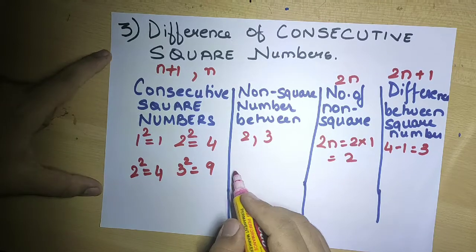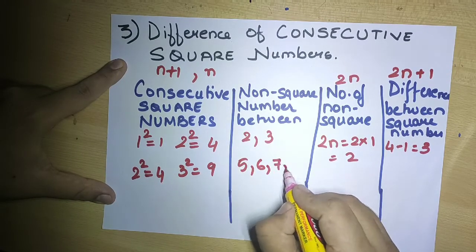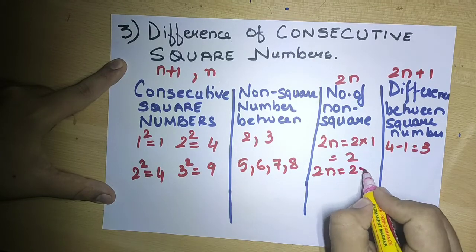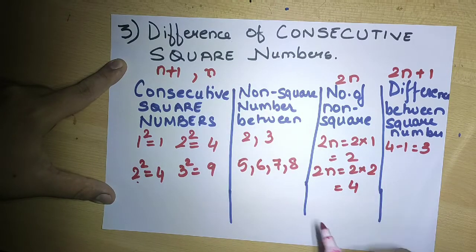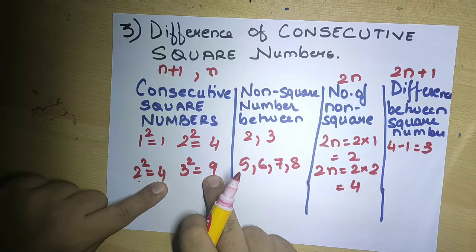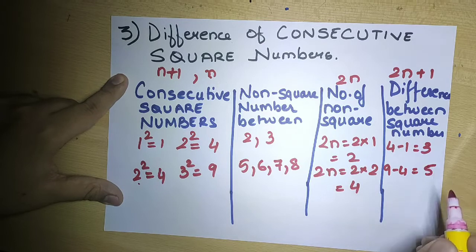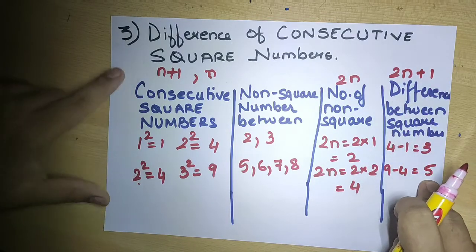So which are the numbers in between? 5, 6, 7, 8. And what is 2n? 2 multiplied by 2, which is equal to 4. And what is the difference between the square numbers? 9 minus 4 is equal to 5, which is 2 twos are 4 plus 1, 5.